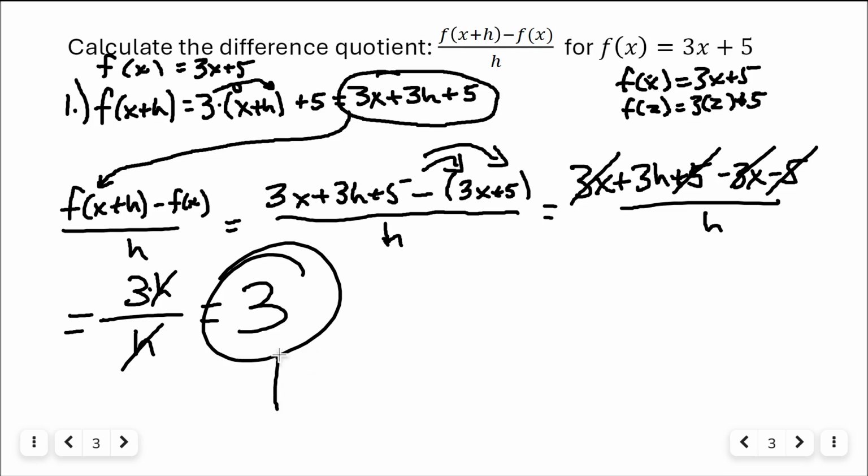Now this 3 has an important meaning in calculus. Very important meaning. So that's the reason why we need you to be able to calculate the difference quotient here, because in calculus, this 3 will have a lot of meaning to it. All right, so I'm done.